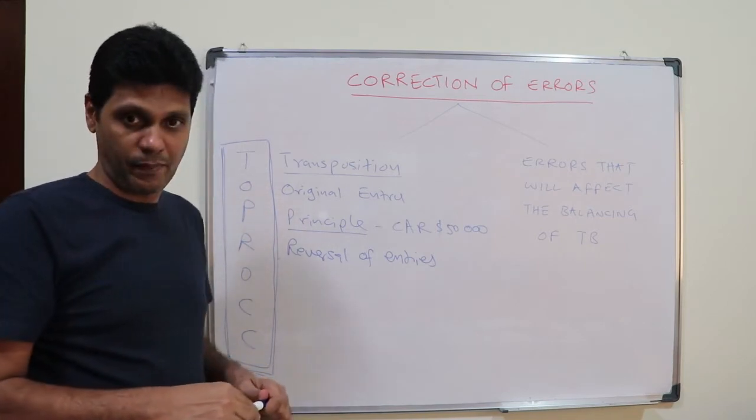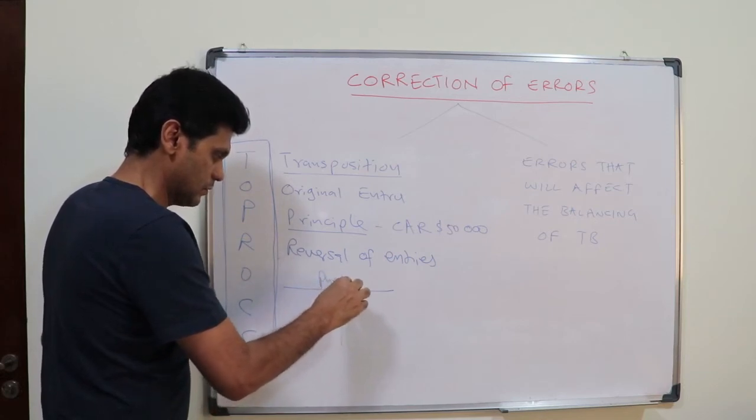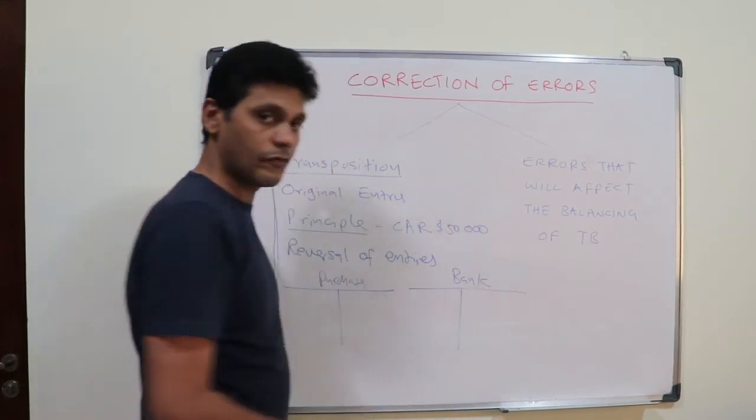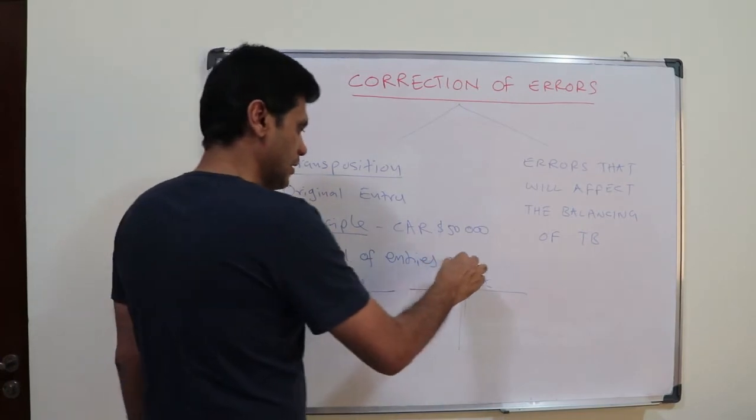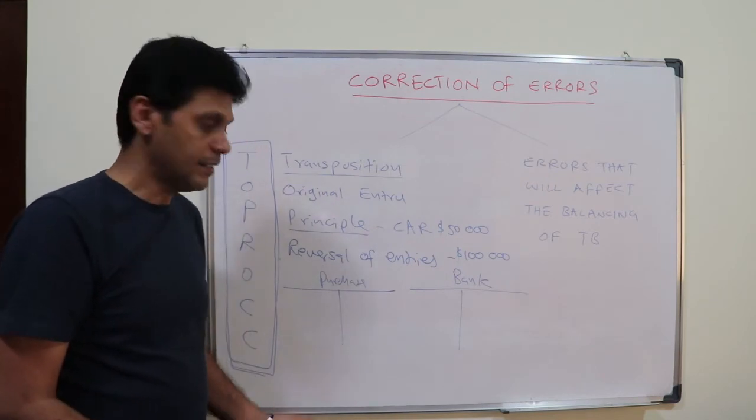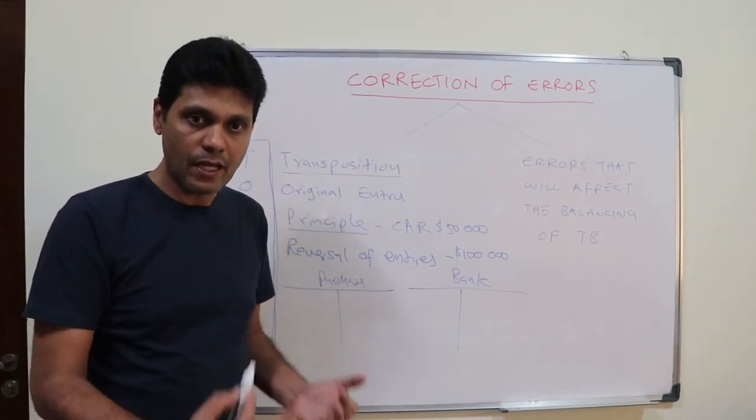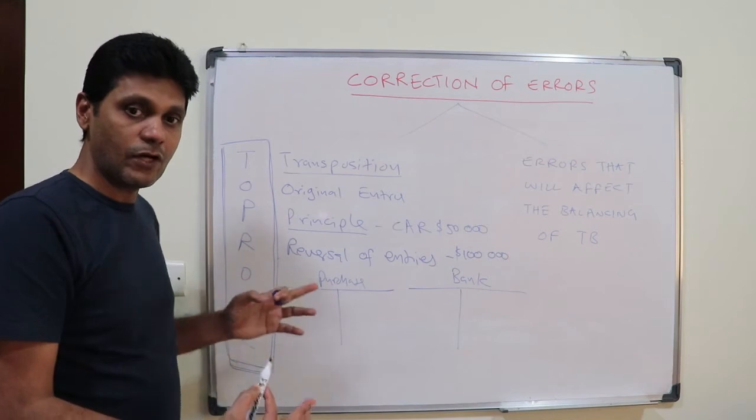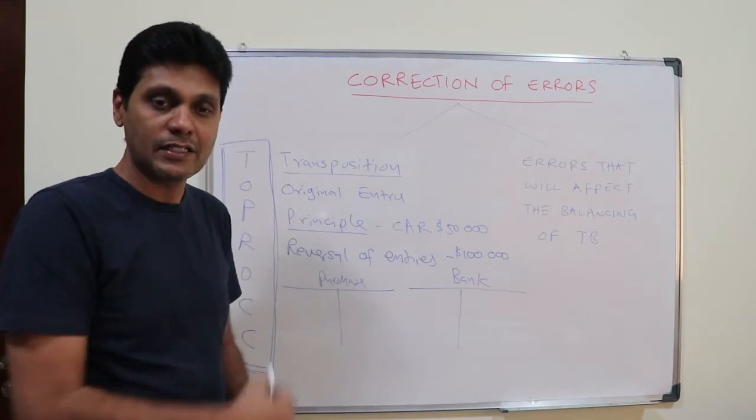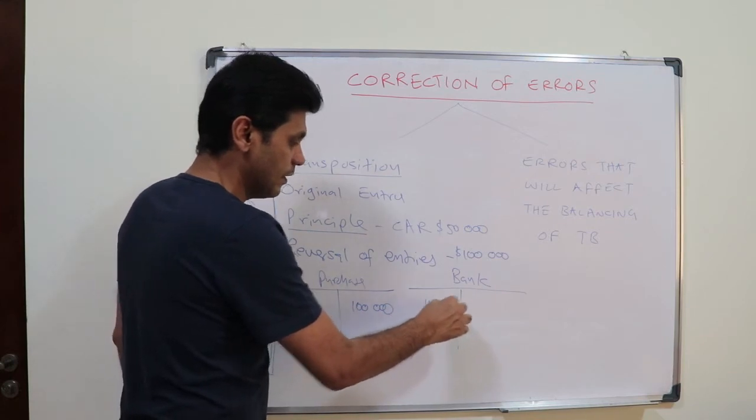For example, let's say you purchased goods. So you will debit your purchases account and you should credit your bank account when you purchase. Let's say you purchased 100,000 worth of goods. So what is the correct entry? You should debit your purchases account and you should credit your bank account. That should be the double entry. But under this error, you credit your purchases and you debit your bank account. It's a complete reversal. So you credit here and you debit here, the bank account.